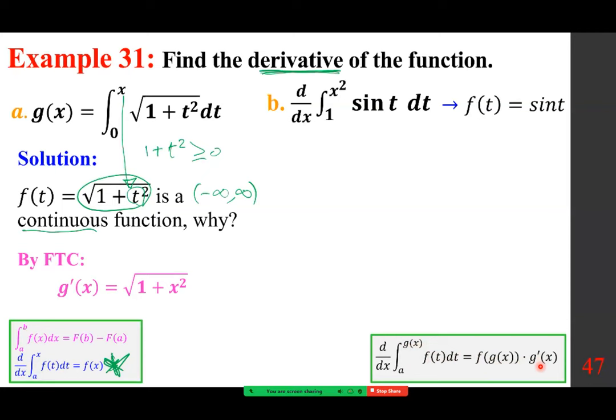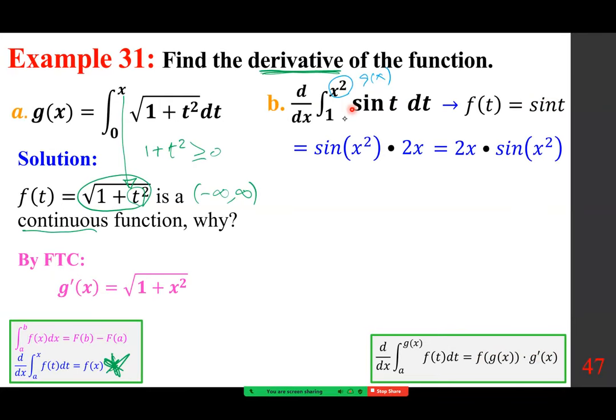So I'm going to show you two ways on this one so you've been exposed to that. First and foremost, just following that, replace the t with g of x. Here g of x is x squared. So sine of x squared, and then the derivative of x squared, which is 2x, just following this formula. And of course, we put the 2x in front. I'm going to show you a second method just for the sake of argument. And that means we are going to integrate this.